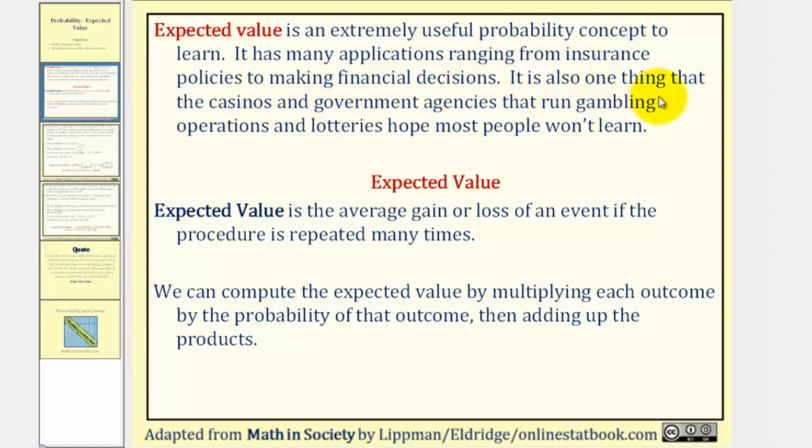It is also one thing that the casinos and government agencies that run gambling operations and lotteries hope most people won't learn. Expected value is the average gain or loss of an event if the procedure is repeated many times. We can compute the expected value by multiplying each outcome by the probability of that outcome, then adding up the products. So let's take a look at an example.